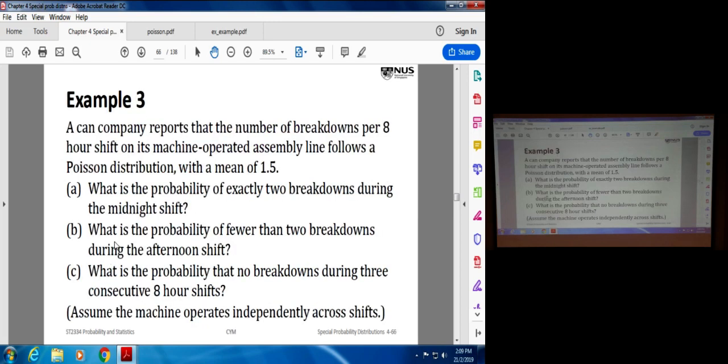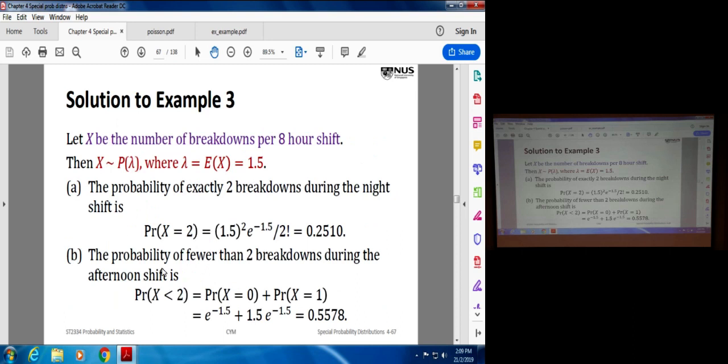Part B: what's the probability of fewer than 2 breakdowns during the afternoon shift? It doesn't really matter if it's night or afternoon, actually. They're all the same. It's just a matter of words. So we want to compute the probability that the random variable x is strictly less than 2. That's the probability x is equal to 0 plus the probability x is equal to 1. The probability x is equal to 0 is the Poisson distribution when x is 0 and lambda is 1.5, and similarly for x equal to 1 and lambda equal to 1.5. So that's the answer.